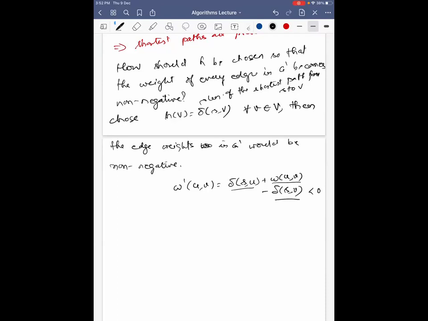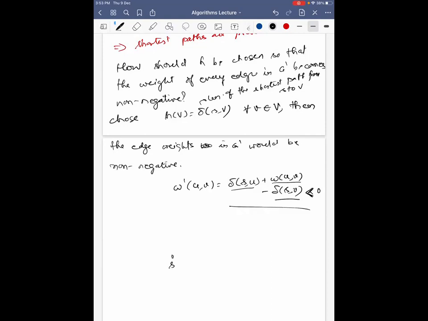It could have easily taken a path from S to U followed by the edge UV. That would have produced a shorter path, no? Well, less than or equal to. Well, no, this must be strictly less than. Did you get what I'm trying to say over here?